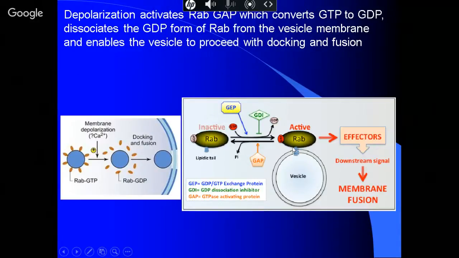This is a good slide. I just picked this picture up at about 11 o'clock today. This is an excellent slide, and it shows you the RAB, which itself is being interacted with through the GAP proteins, GDI proteins, GDF proteins, into an active form associated with the vesicle, which now makes it capable of membrane fusion.